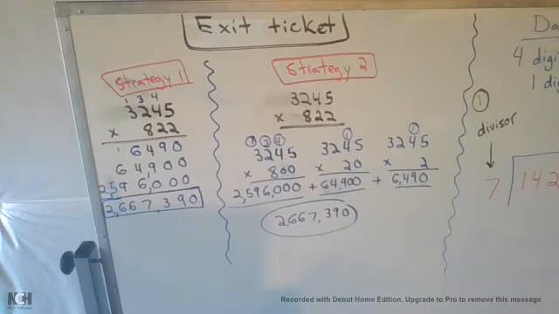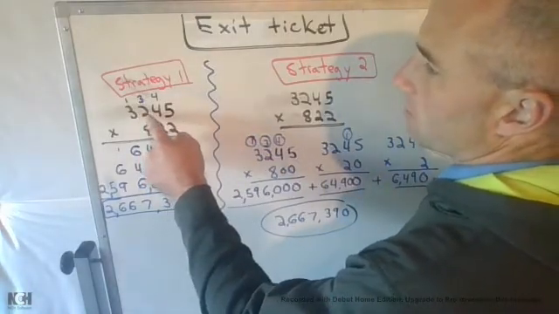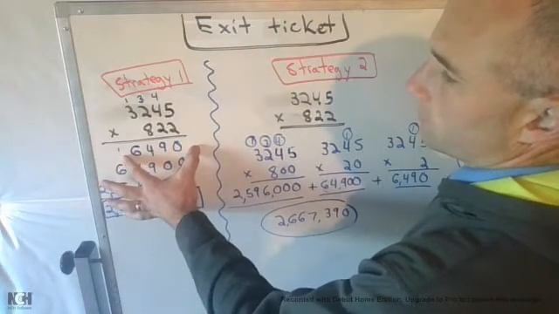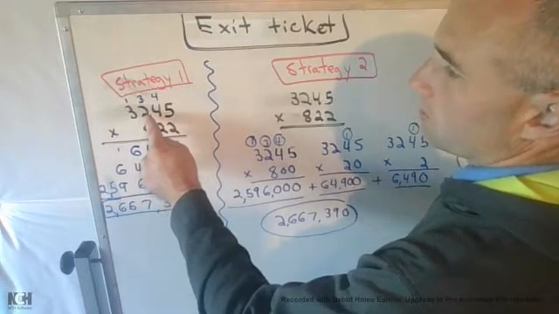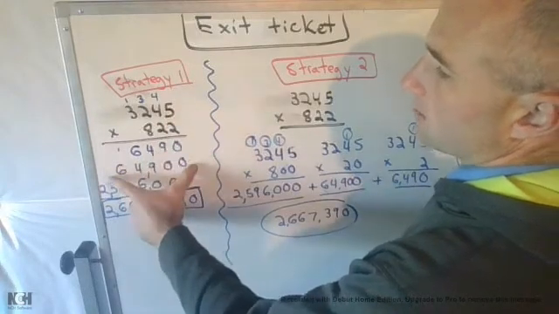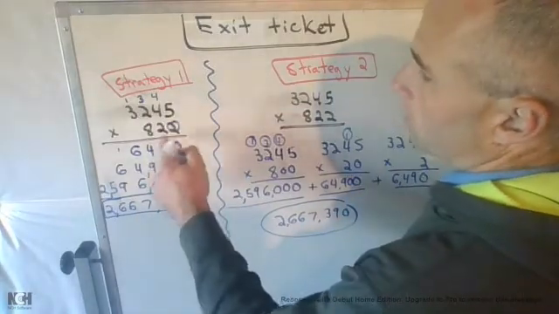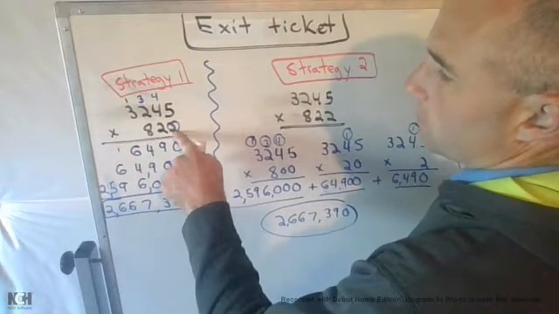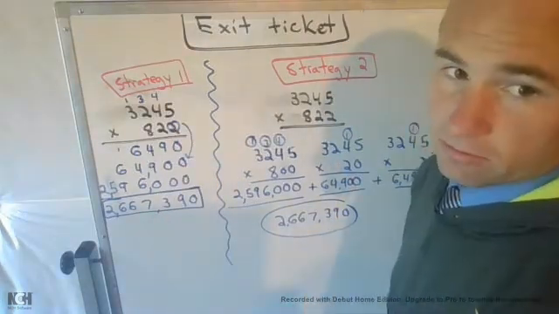Okay, the first strategy is going to have you taking this 2 in the ones place, timesing it by 3,245, and you'll receive 6,490. Then you'll take this 2 in the tens place, times it by 3,245, and get 64,900. Remember, when you are using the tens place to multiply the top number, that becomes 0 now. And you hold the 0 right there, that place value.